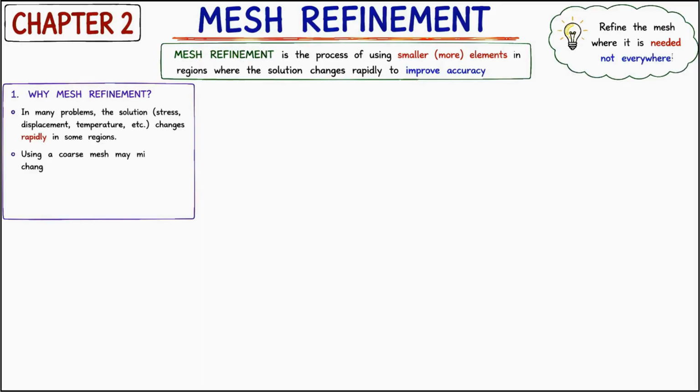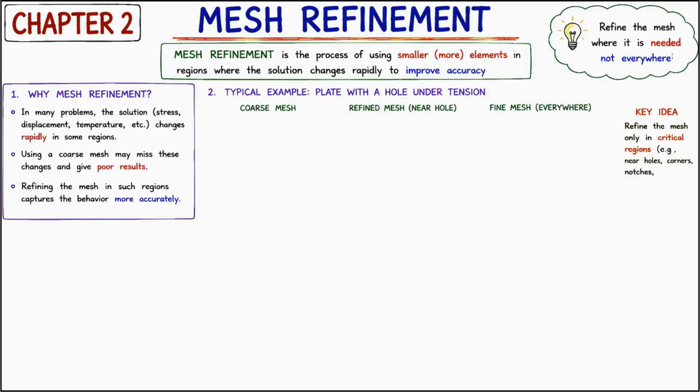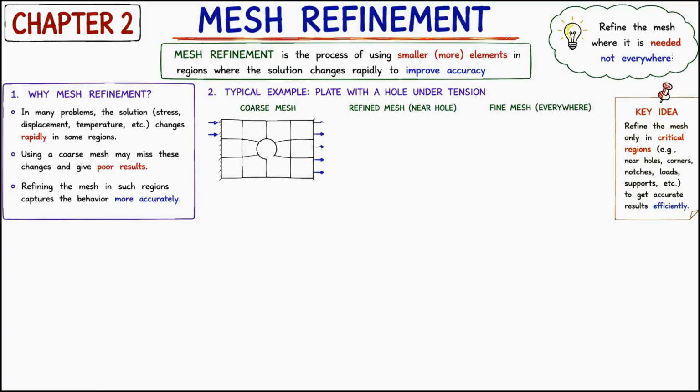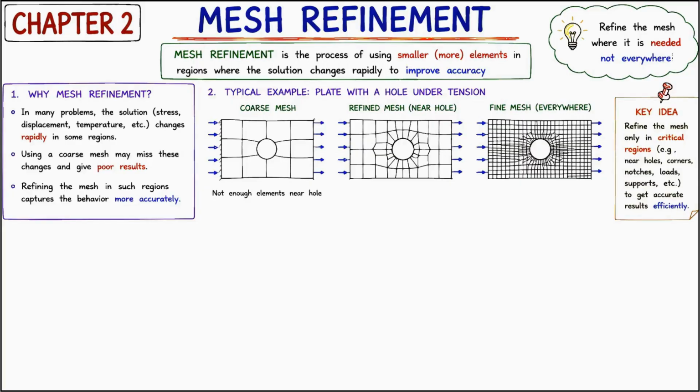Let's first understand why mesh refinement is necessary. In many engineering structures, quantities such as stress, strain, displacement, or temperature do not change uniformly throughout the structure. Some regions experience very rapid changes, while other regions show only gradual variations. If we use a coarse mesh everywhere, these rapid changes may not be captured accurately, leading to incorrect engineering results. Therefore, we refine the mesh only in critical regions.